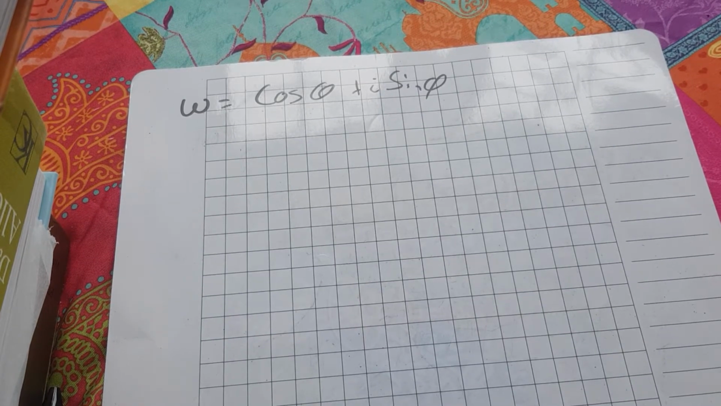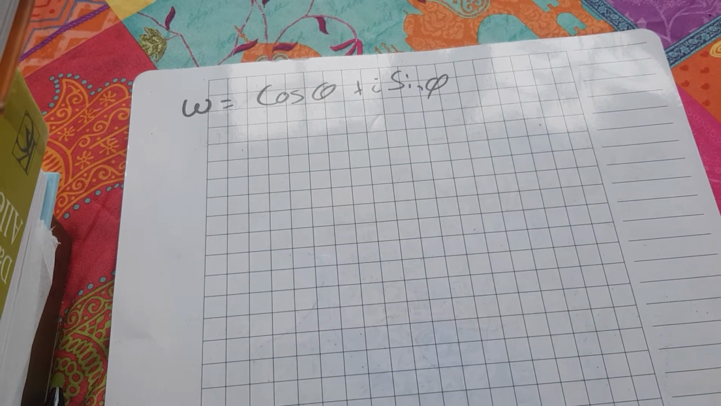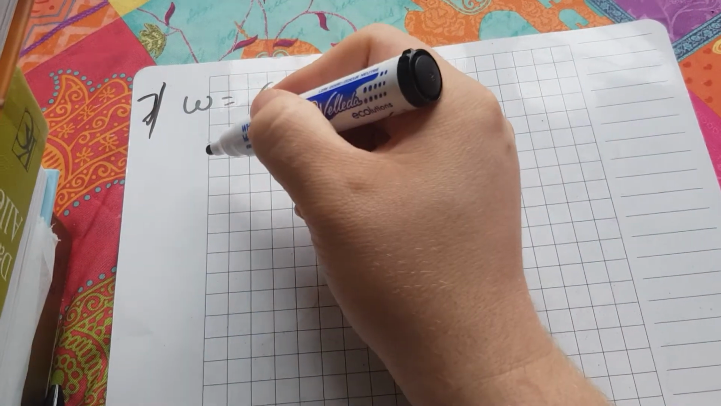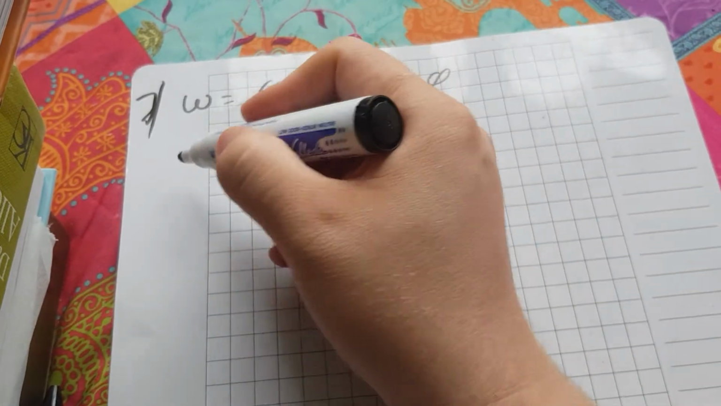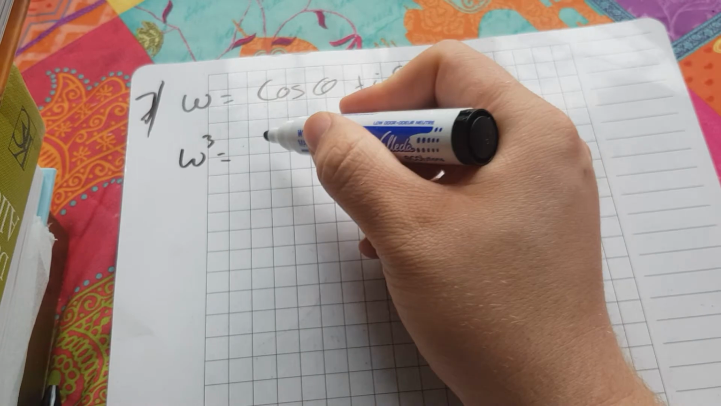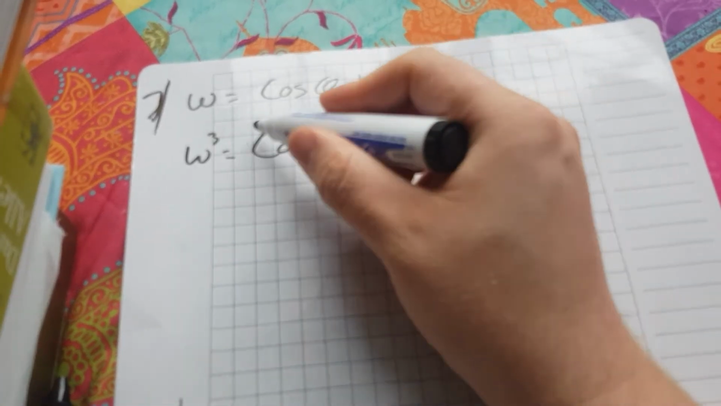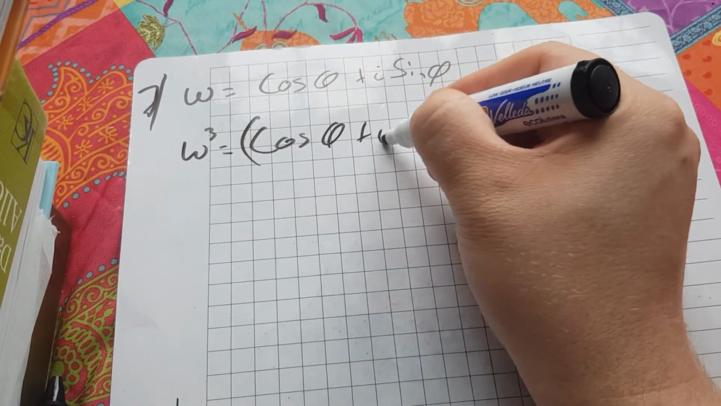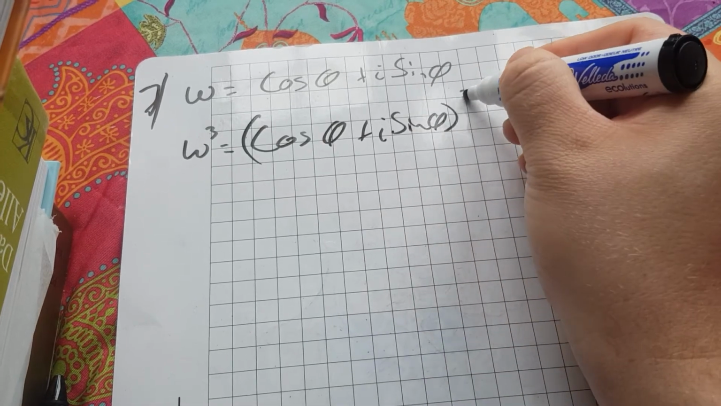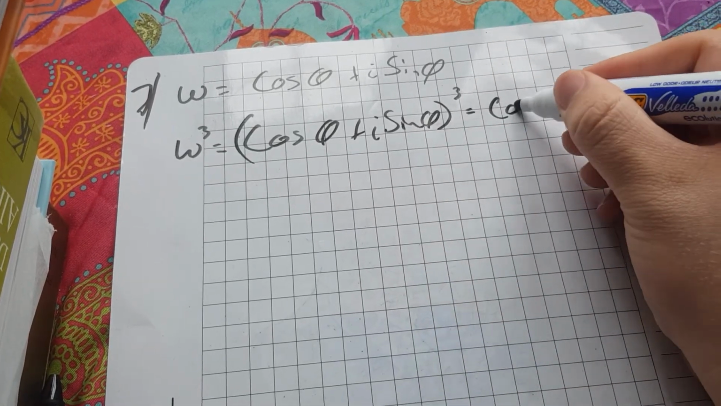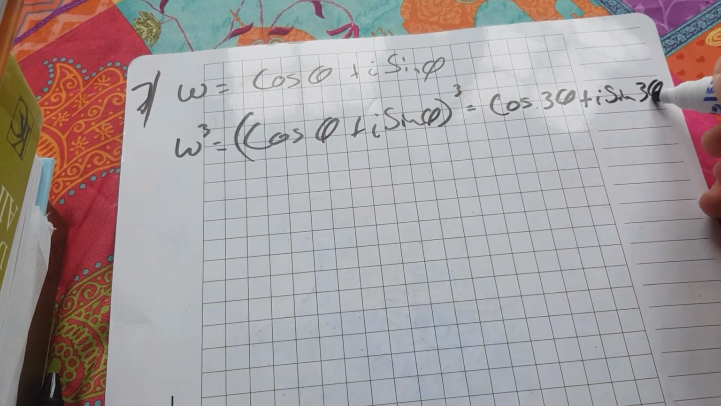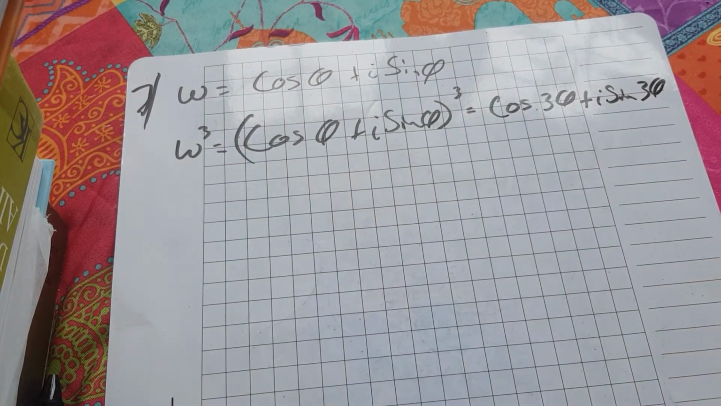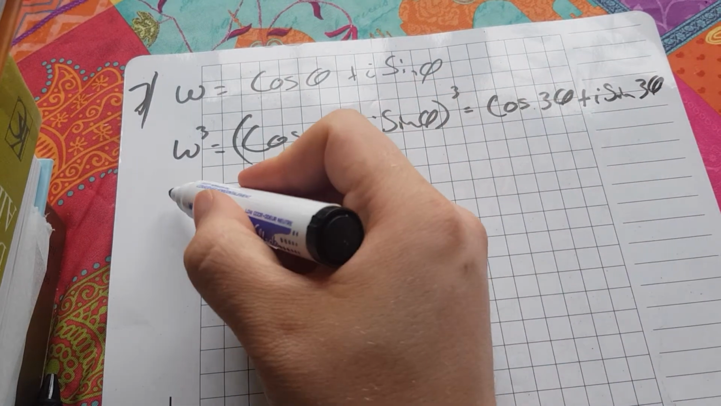Okay, so question 7. I know it's part 3 and part 4 we're looking for solutions, but the first part is omega cubed. Write it in terms of cosine. So omega cubed becomes (cosine theta plus i sine theta) cubed, which will become cosine 3 theta plus i sine 3 theta. Okay, then expand.